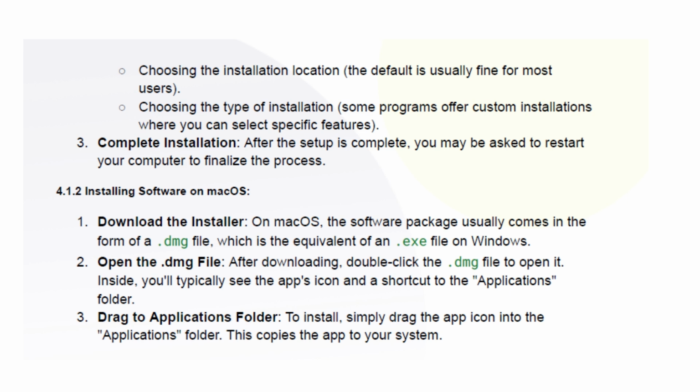Now, if you use a Mac, you definitely need to open the .dmg file, because Mac software usually comes in the form of a .dmg. Remember, I said Windows is .exe, Mac is .dmg. So you need to double click it, and then you typically see the app's icon and a shortcut to the Applications folder. Then you drag to install. You simply drag the app icon into the Applications folder, and that copies it to your system.